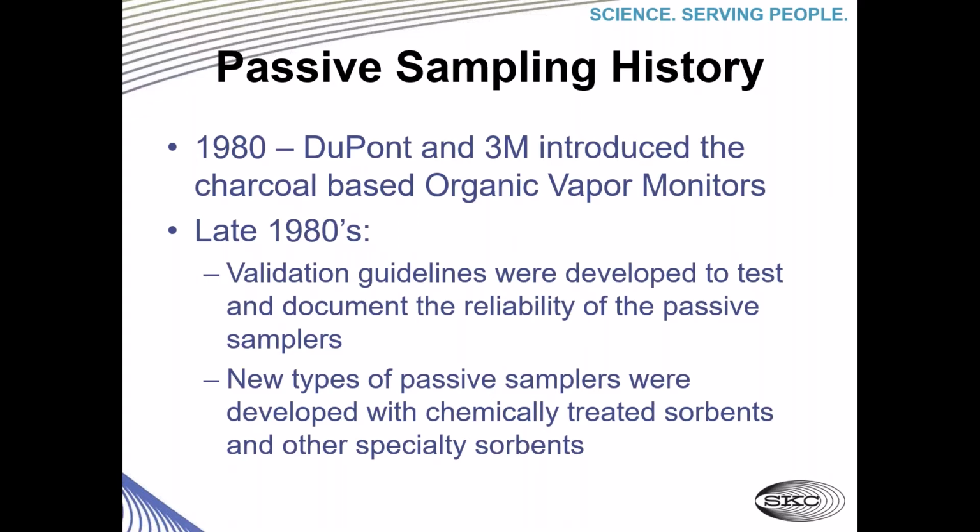Moving on, a little bit of passive sampling history. In 1980, DuPont and 3M introduced a charcoal-based organic vapor monitor. In the late 80s, validation guidelines were developed to test and document the reliability of the passive samplers. During this time, new types of passive samplers were being developed, as well as chemically treated sorbents and other specialty sorbents to be used in those samplers.